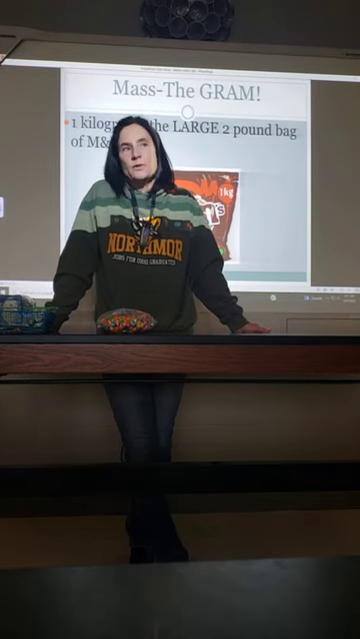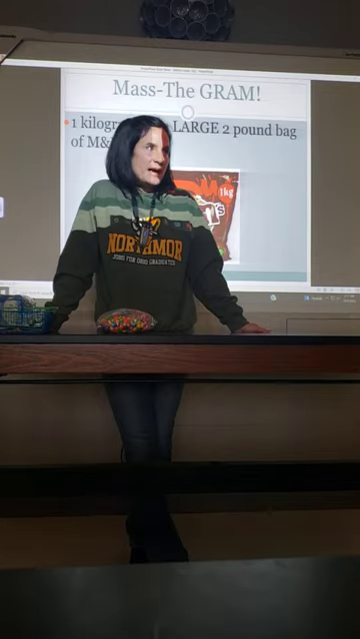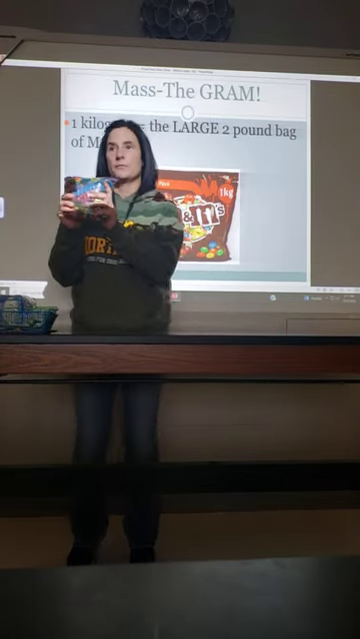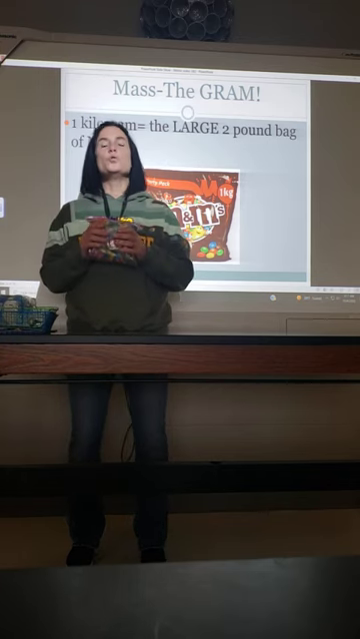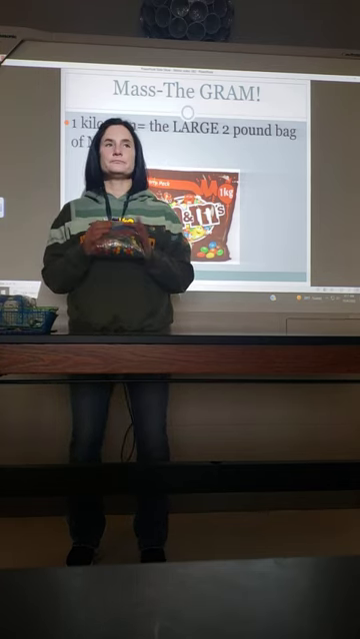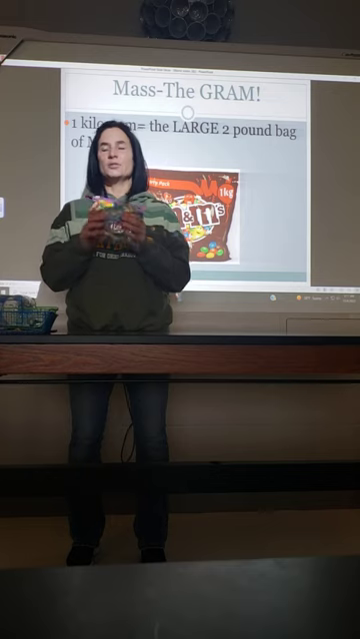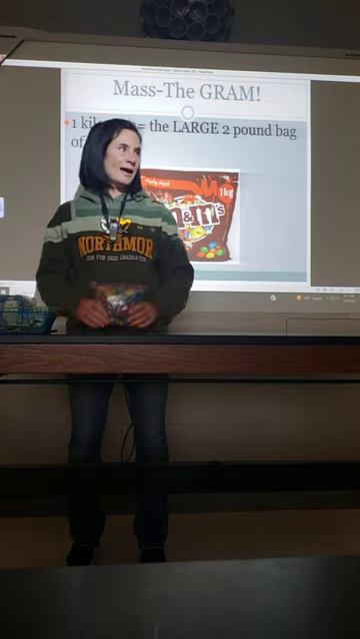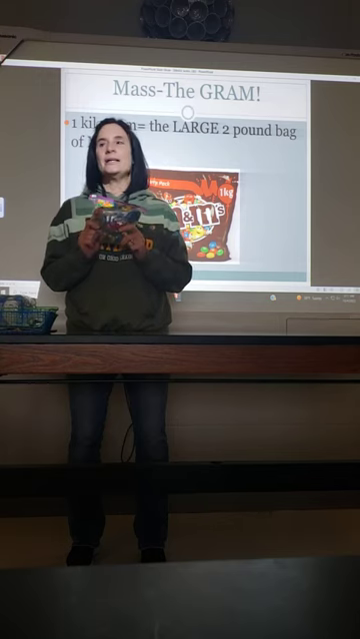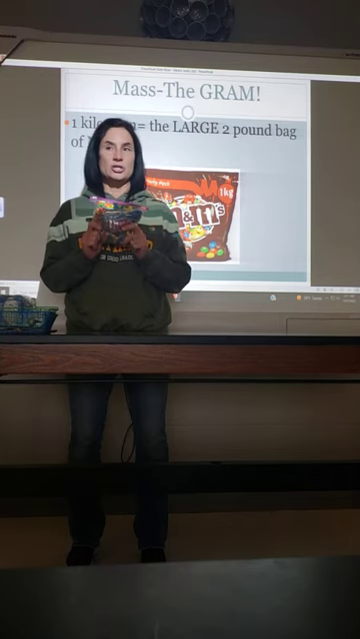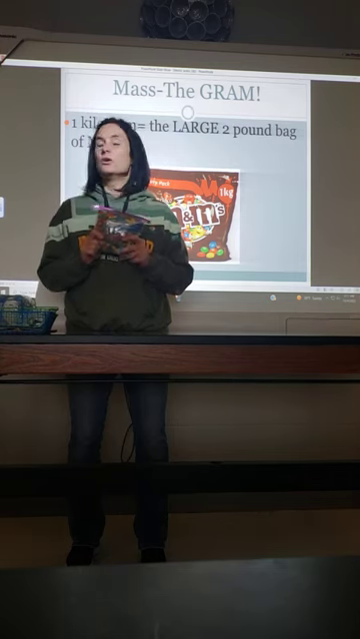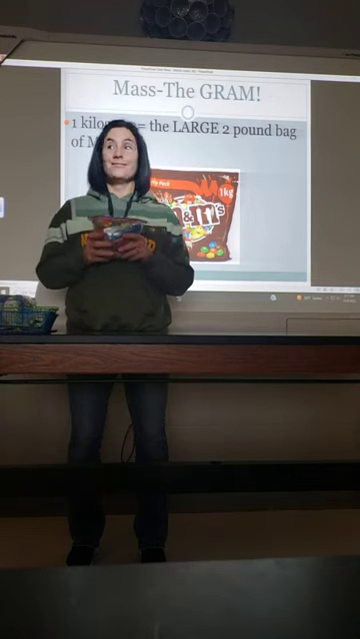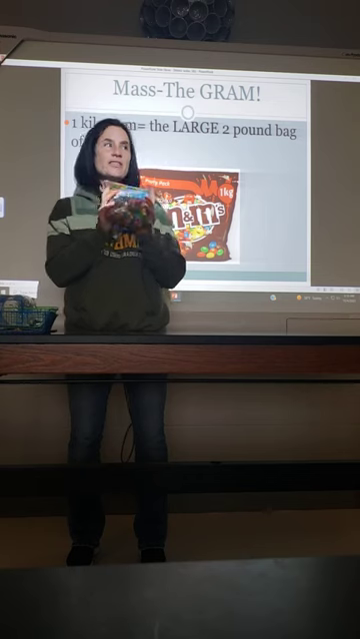From those bases, we can be dealing with the big version of that. Like for the gram, this would be the kilogram. What did I say was equal to one single gram? One M&M. So if this is a kilogram, the prefix kilo means thousand. So how many M&Ms would I need to make this kilogram package? 1,000. So I have 1,000 M&Ms in here.